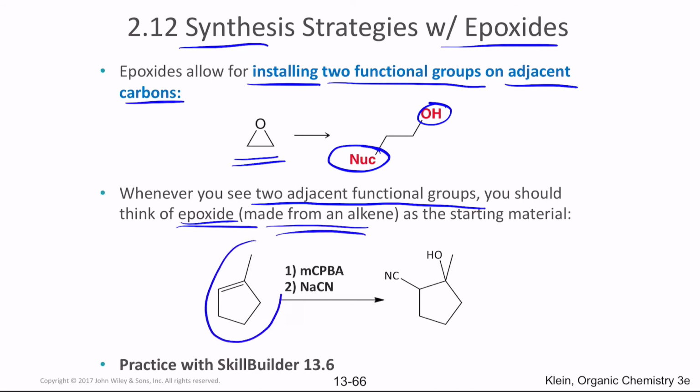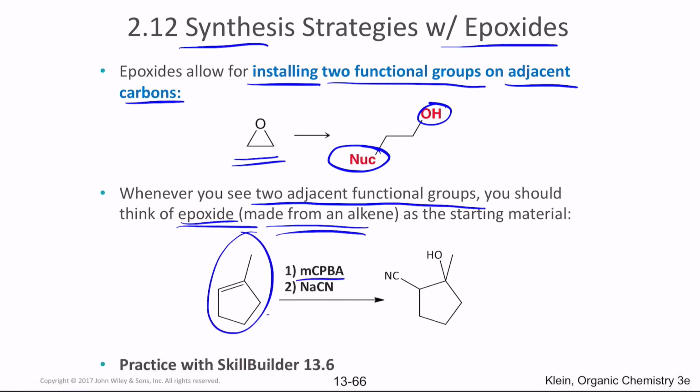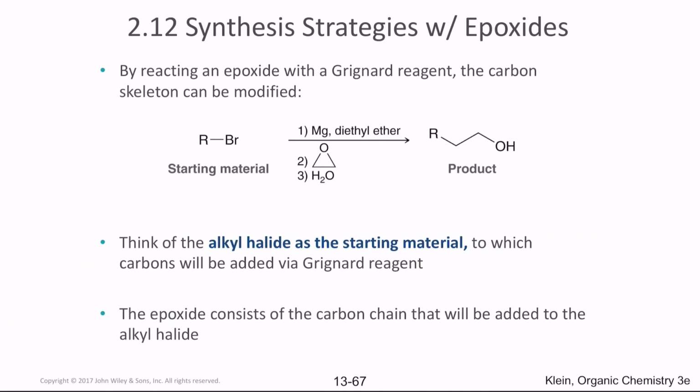So for example, when you see an alkene, you can think that from the alkene we start going to formation of an epoxide. So here we use mCPBA, meta-chloroperoxybenzoic acid, and then you use sodium cyanide. This causes it to create an epoxide. And in the second step, the cyanide becomes the nucleophile and attaches itself onto the epoxide carbon. So this here is the idea behind the synthesis strategy.